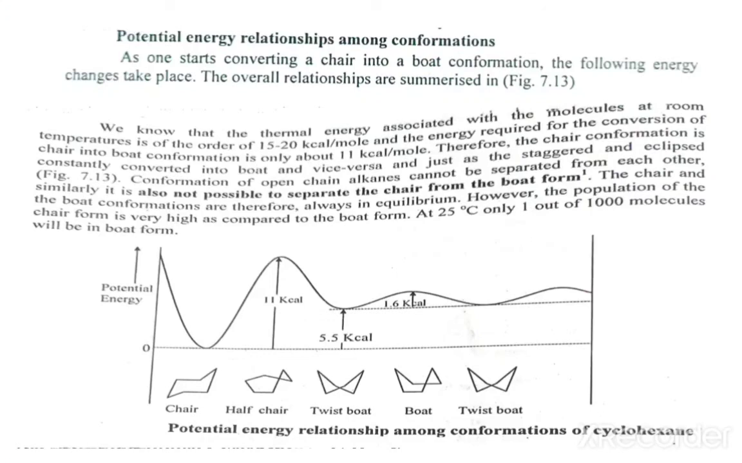However, the population of the chair form is very high as compared to the boat form. At 25 degrees Celsius, only one out of 1000 molecules will be in the boat form. Here the stabilities are given below: first chair, then half chair, then twist boat, then boat, and twist boat. Here the energy is associated with the molecules. It is the potential energy relationship among the conformations of cyclohexane.